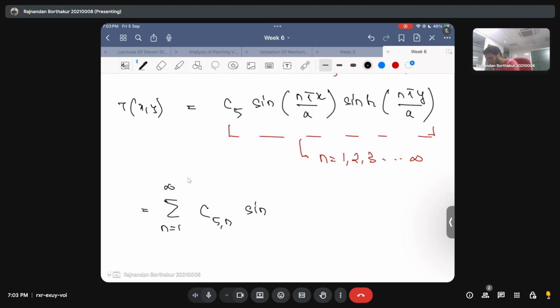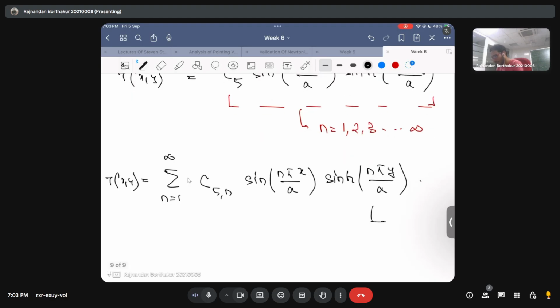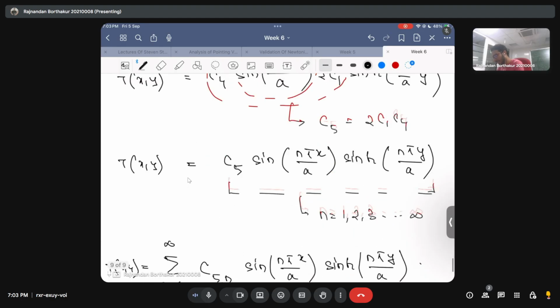Because this constant will appear for each and every value of n, and then this would be sine n pi x by a times sine hyperbolic n pi y by a. This is what the true form of the solution would look like. Maybe I'll call this form of the solution 6.